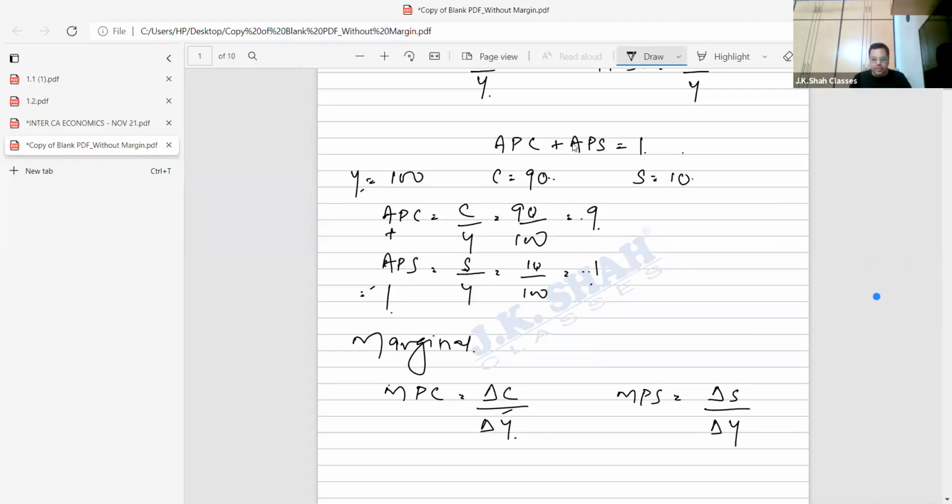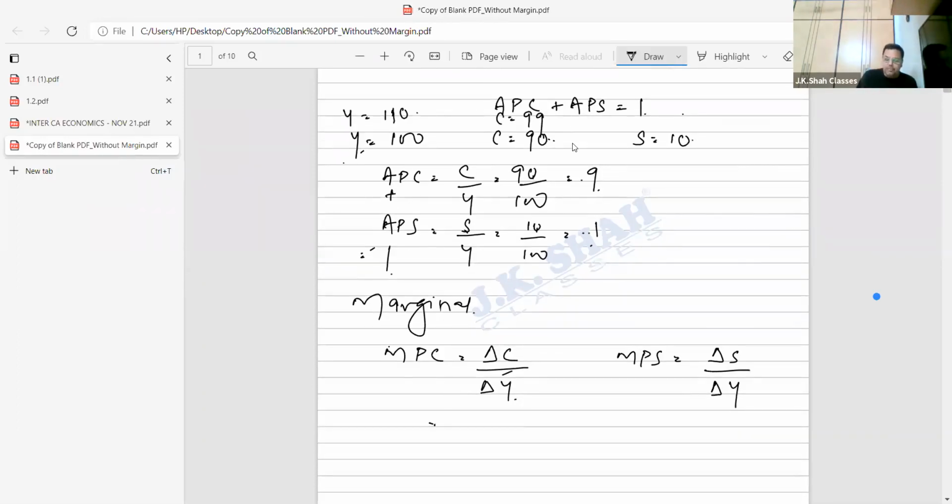Let's continue with that particular illustration. Pay attention. I say income of the person is 100. From 100 rupees, his income becomes 110 rupees. The income becomes 110, consumption becomes 99.